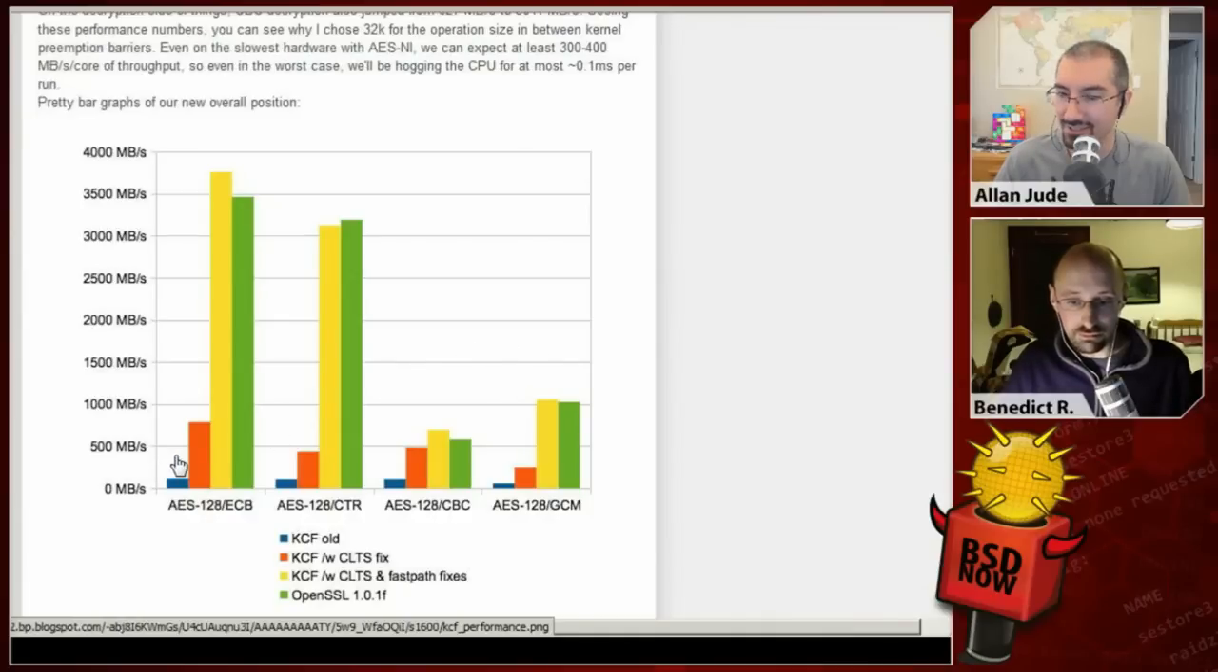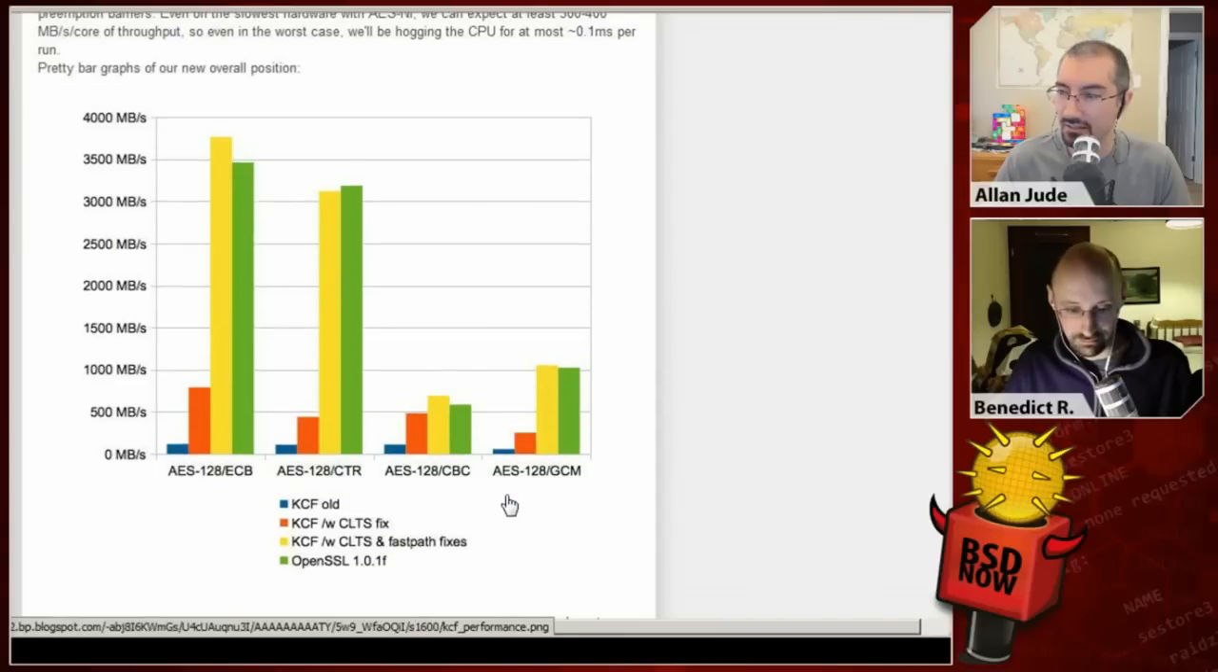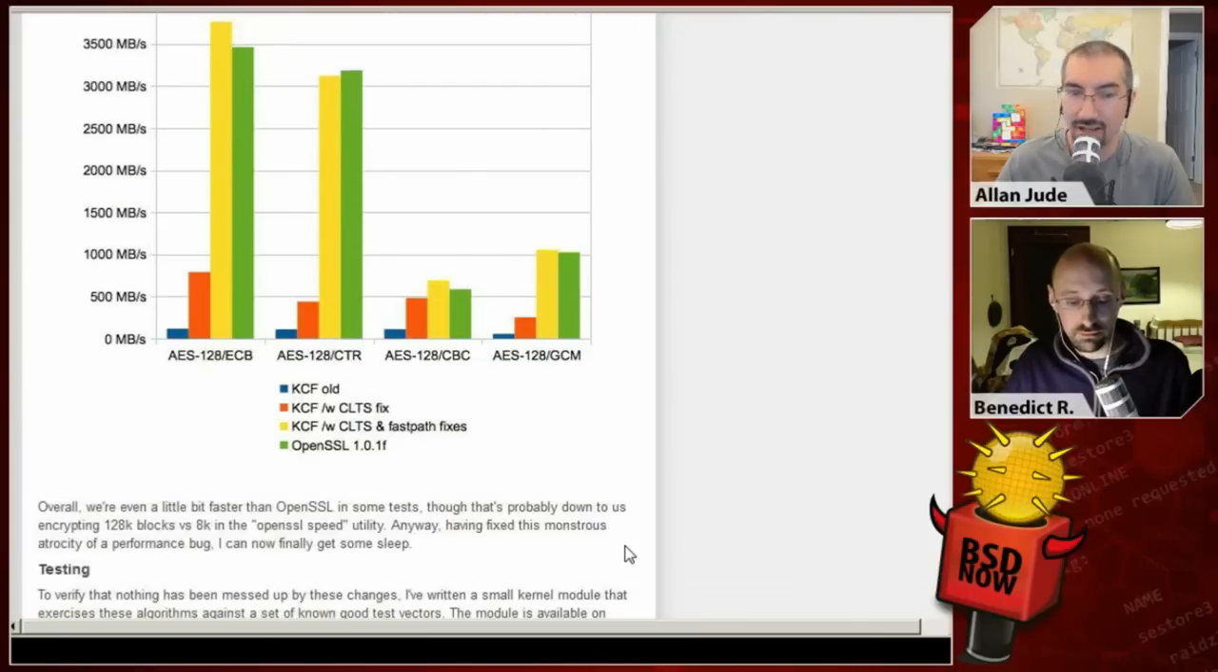So the blue was what he got when he started. The orange was after fixing it to do bigger chunks and not have to do the VM exits as often. And then the yellow is the fast path improvements, and you can see the green is OpenSSL. So in ECB mode, he actually eked out quite a bit of extra performance, although that's not a cipher anybody's going to use, but it's a good benchmark in this case. In counter mode, you can see OpenSSL is still a little faster, but that's okay. In CBC, he actually managed to eke out a reasonable performance gain, and then in GCM, we see it's about on par. So in the end, he managed to get the Illumos crypto framework caught up with OpenSSL, basically.